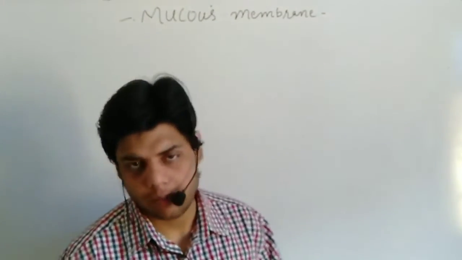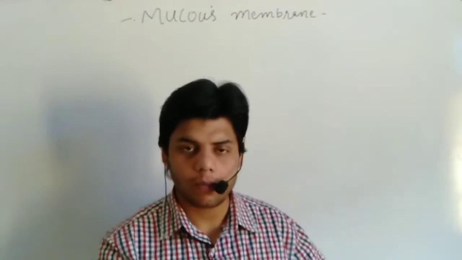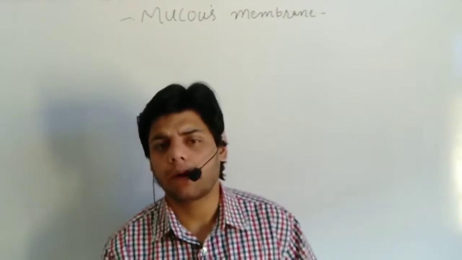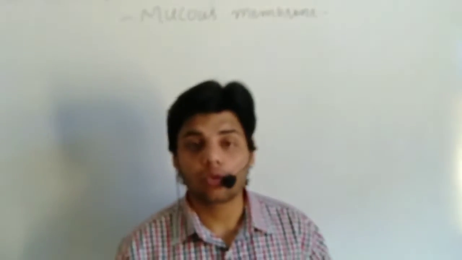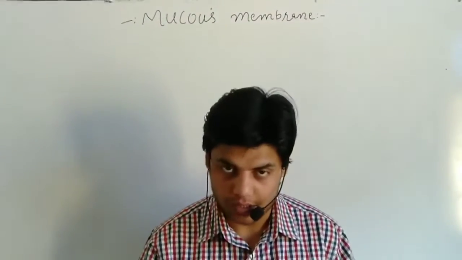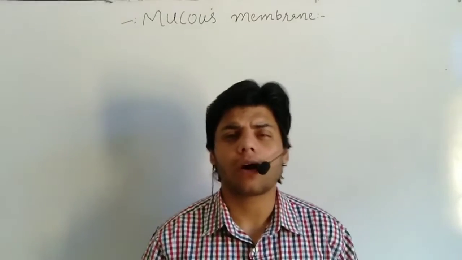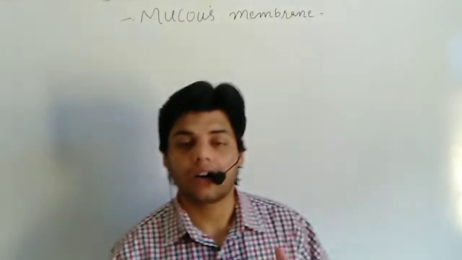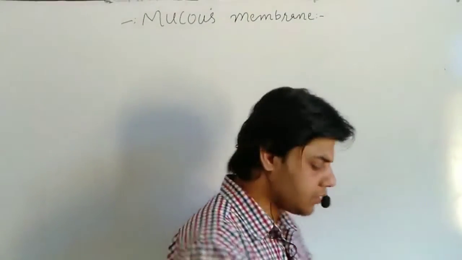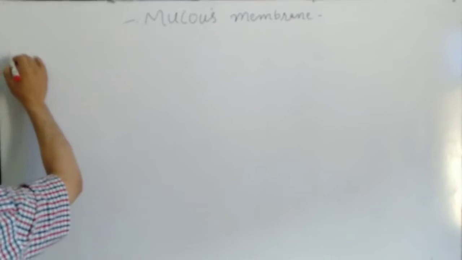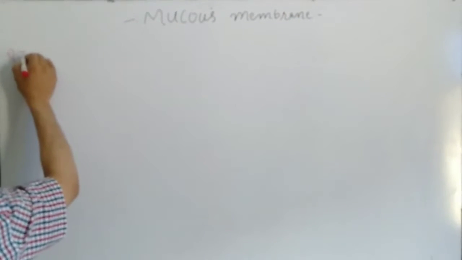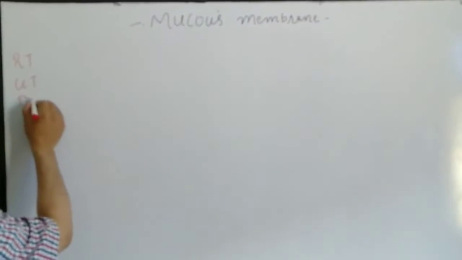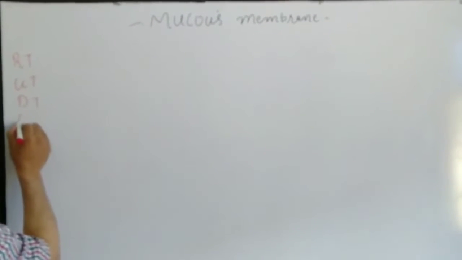Now, what are the mucous membranes? First of all, let me explain the mucous membrane, and after that we will explain MALT. Mucous membranes are those membranes which can secrete mucus. We have different parts of our body which are specially responsible for producing mucus. We have our respiratory tract. So let me write in short form. We have the respiratory tract, urinary tract, digestive tract, and eye.